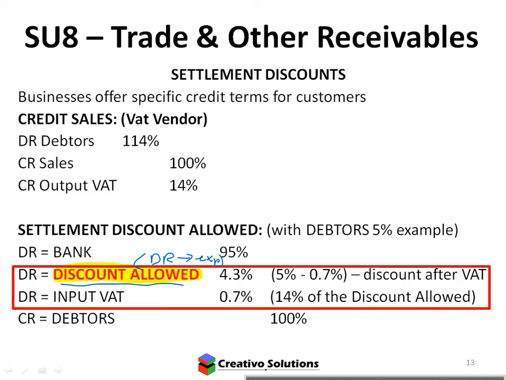And that's why we sometimes record it, as long as we're a VAT vendor. We wouldn't record it if it wasn't a VAT vendor. We only record input VAT on the discount if they're a VAT vendor.